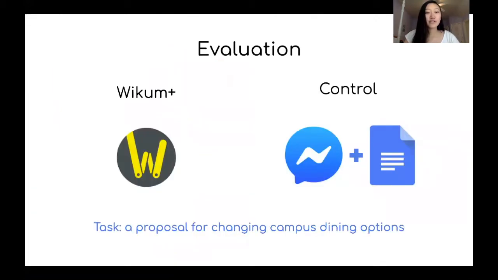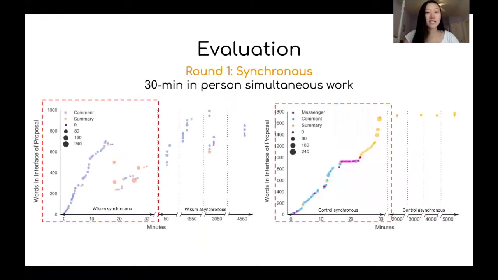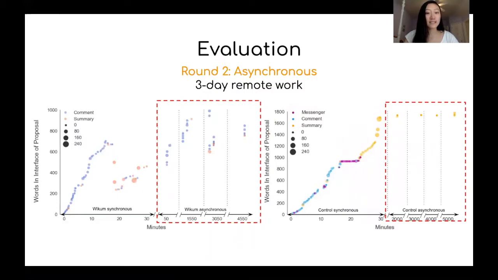I conducted a user study where college students write a proposal to improve campus dining options. One group used Wikum and the other control group used Google Docs and a messaging app. The study had a synchronous in-person 30-minute portion followed by an asynchronous remote portion over 3 days.